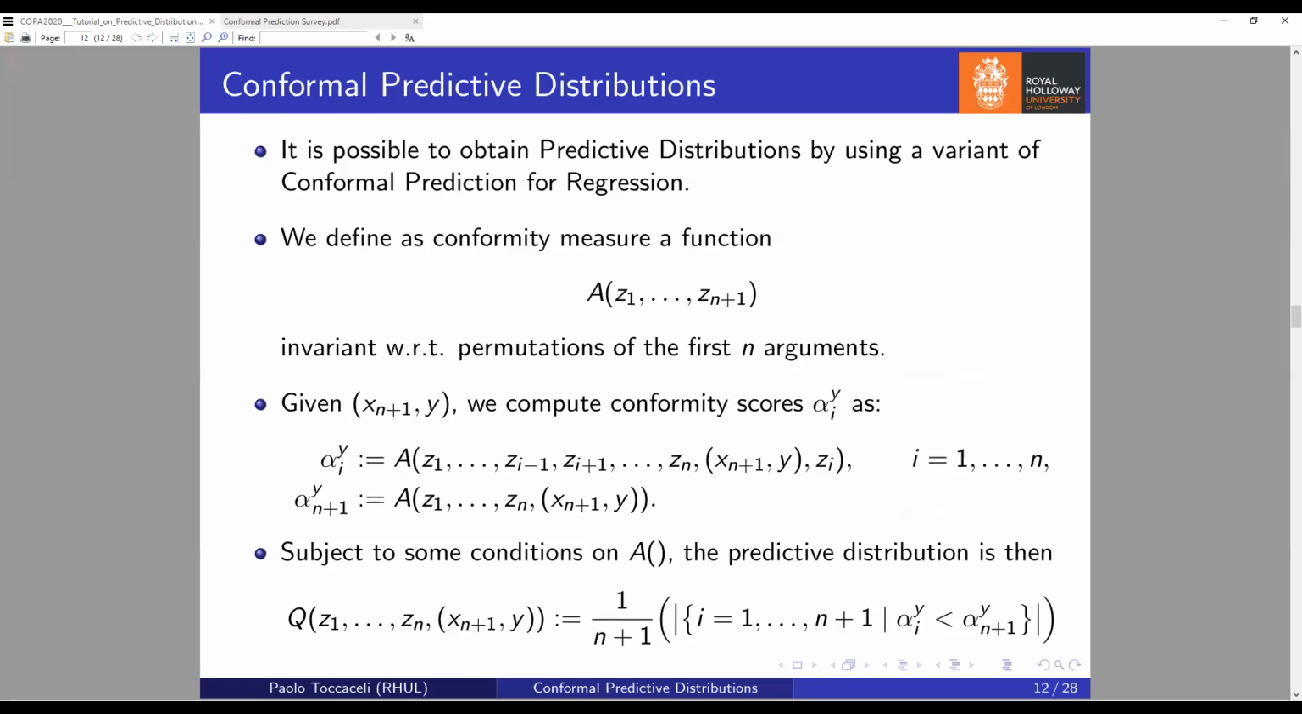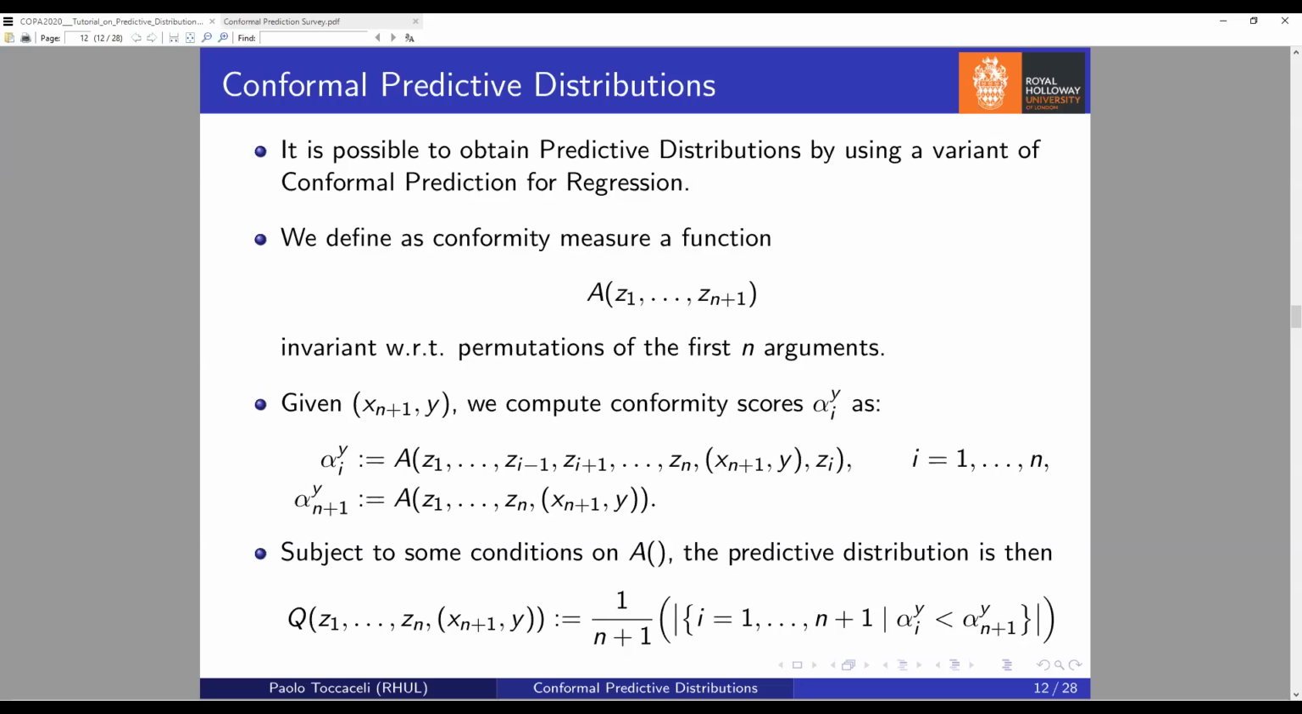So now we are in a position to talk about conformal predictive distributions. This is a general framework that allows us to obtain predictive distributions using a variant of conformal prediction for regression. Basically, we have a method that can use an underlying regression algorithm, provided that it meets some conditions that I'll talk about in the next slide, to obtain a distribution that has the property of validity, of guaranteed coverage.